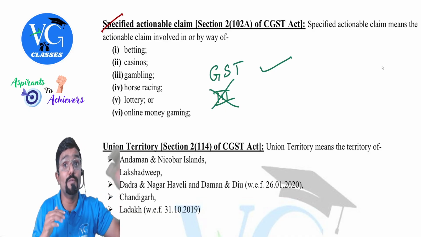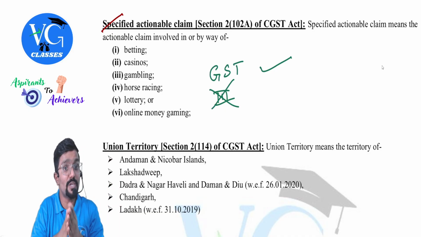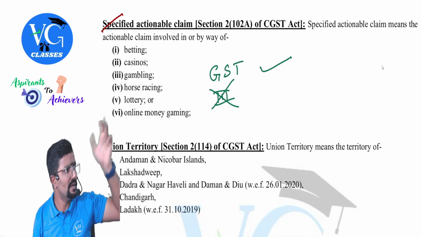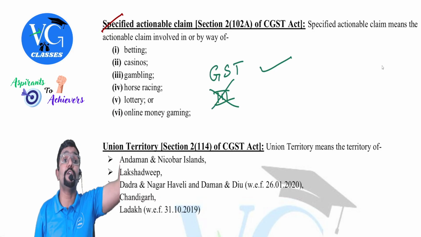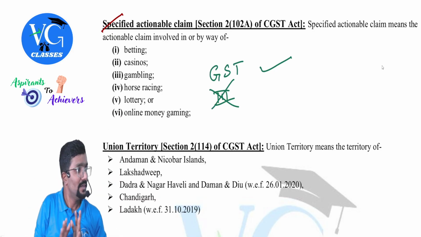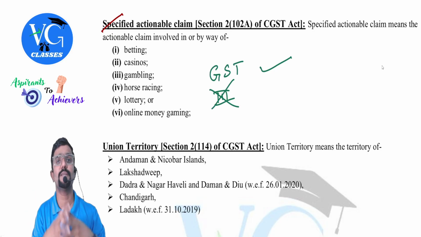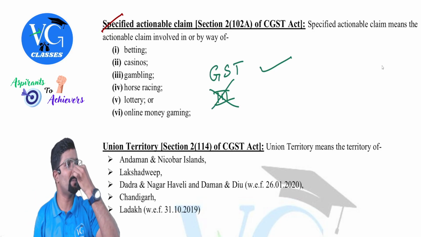This is taxable for whom? The supplier, who is supplying it. The person who is organizing it is liable to pay GST. Hope you're understanding. Casual income is from the point of view of the person who has won it, whereas this is from whose point of view? Supplier or organizer point of view. He is the one who is liable to pay GST.